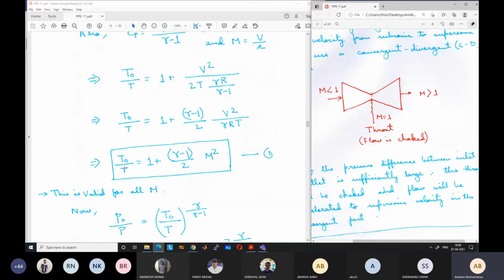That is very interesting from here. T0 is fixed for the entire nozzle. M is increasing. What will happen to T? Gamma minus 1 by 2. Is it a positive term or negative term?